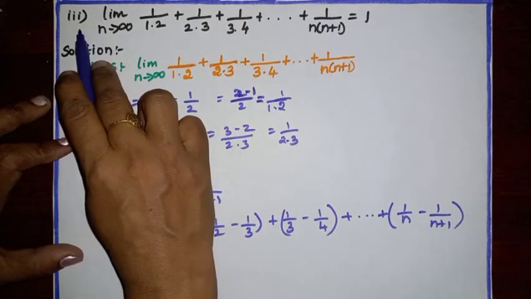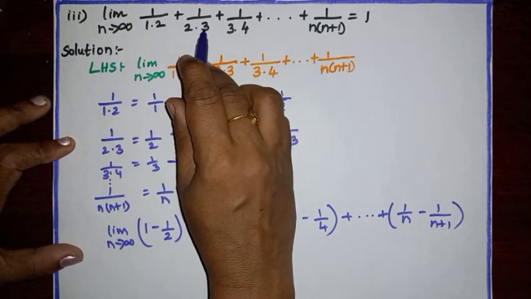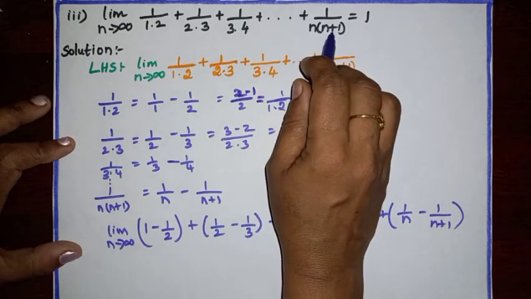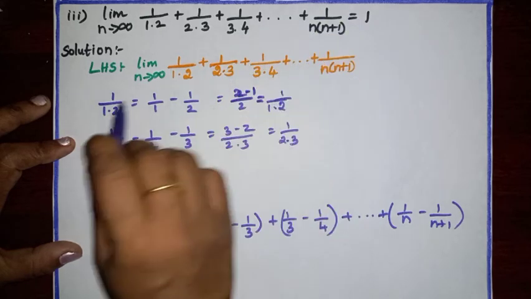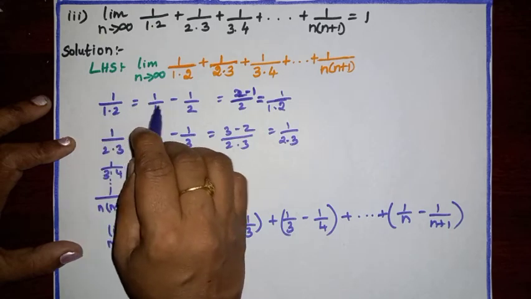Third subdivision: limit n tends to infinity of 1 by 1 into 2 plus 1 by 2 into 3 plus 1 by 3 into 4 plus dot dot, 1 by n into n plus 1, which is equal to 1. Now 1 by 1 into 2 can be written as 1 by 1 minus 1 by 2.